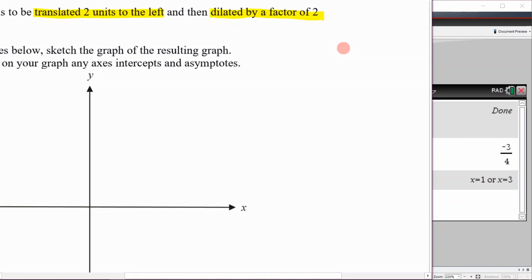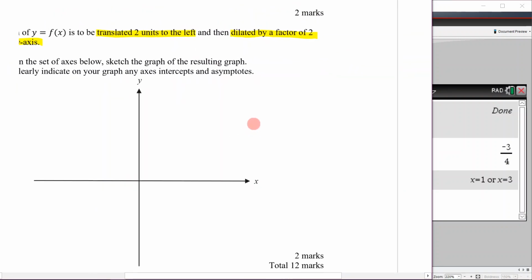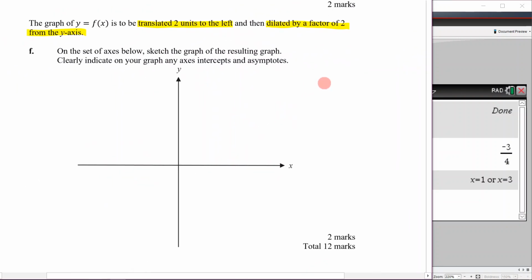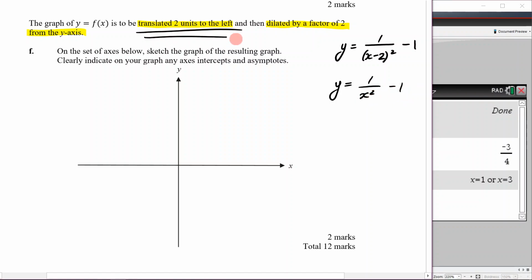I'm starting off with, let me zoom out so I can see what's here, y is equal to 1 over x minus 2 squared minus 1. Now I'm going translation of 2 units to the left. So that's undoing this minus 2 here because this is to the right. So I'm going to end up with 1 over x squared minus 1. So I have dealt with this one.